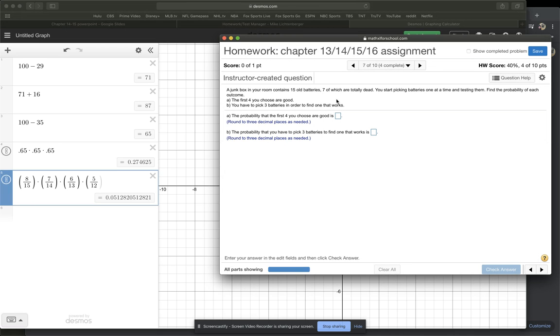Okay, and they wanted us to go 4. So round to 3 decimal places would be 0.051. Okay.